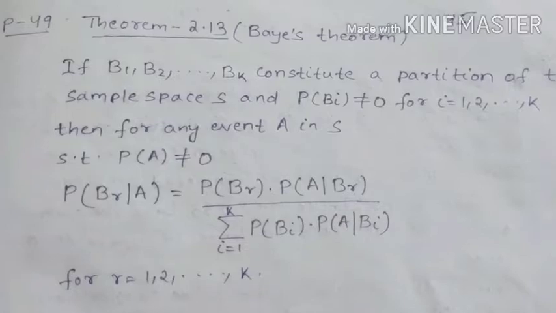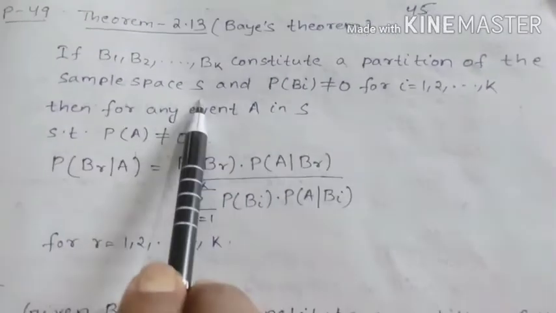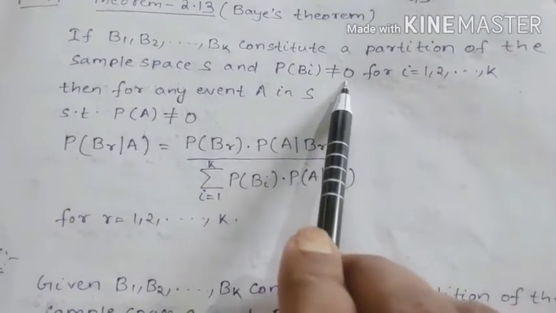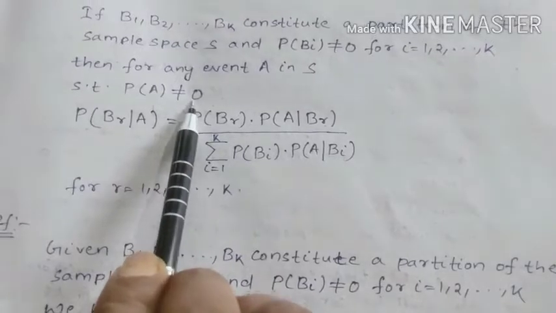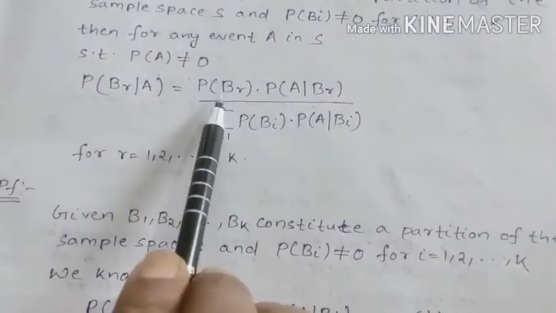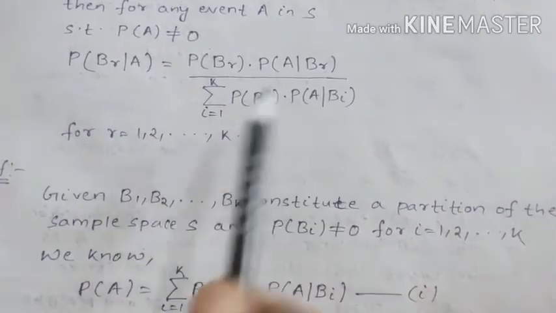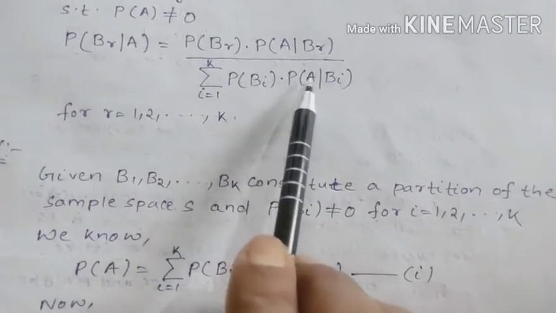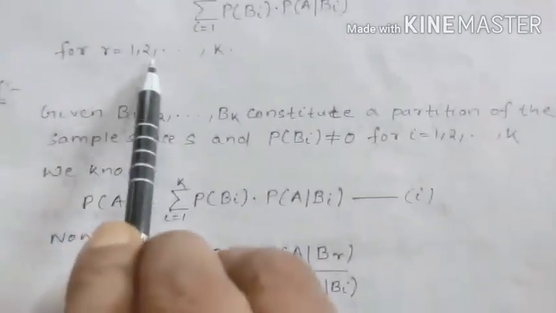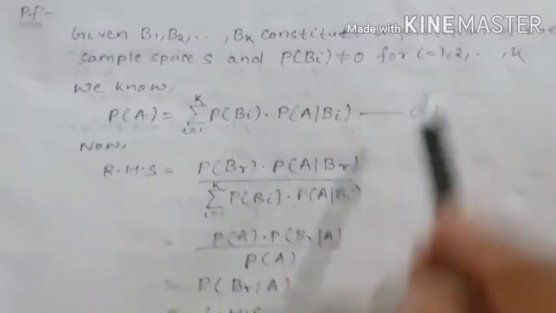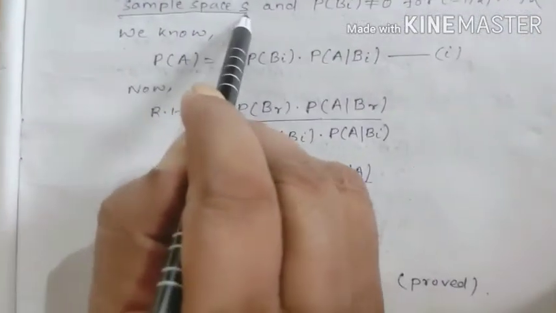Next is Bayes theorem. If B1, B2, ..., Bk constitute a partition of the sample space, P(Bi) not equal to 0, then for any event A in S, with P(A) not equal to 0, P(Br|A) = P(Br) × P(A|Br) divided by the summation of P(Bi) × P(A|Bi), i equals 1 to k, and r equals 1 up to k. Very important: the partition of a set was already discussed in set theory, so it is not discussed here.